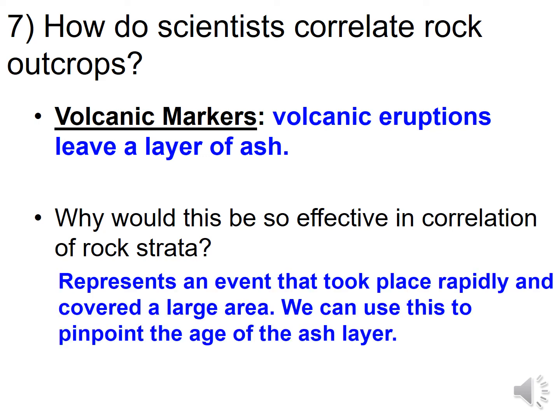Okay, this is very effective because it represents something that took place rapidly, covered a large area, and happened at a very specific point in time, right? Eruptions happen maybe over a couple of days, but it's not like the big eruptions are happening over months or even years. So because they're happening at a very specific point in time, we can use this information to help correlate outcrops and figure out the relative age of things.